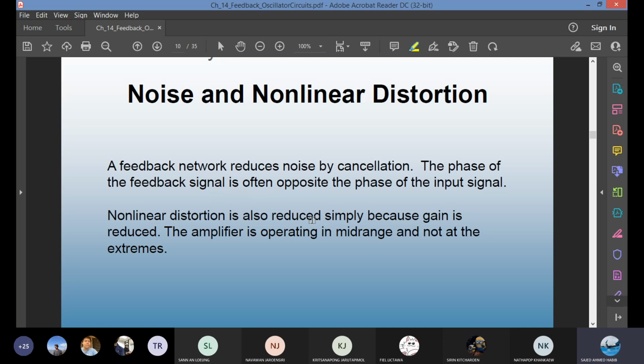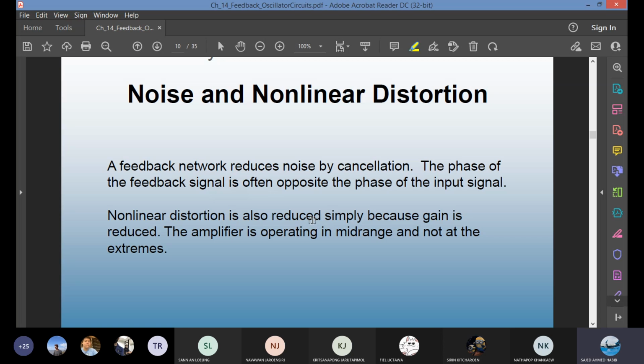If you have a distorted signal, a signal which has a shape which is not exactly the same as the input signal, which I showed you in the previous class as well. You have a sine wave input, and the output is kind of funny. We call it distortion. You can have harmonic distortion, crossover distortion, but also when you go into the higher frequency range, you can have some distortion effects. The output of your amplifier can become non-linear. This type of non-linear distortion is also reduced because of the feedback, because you reduce the gain.